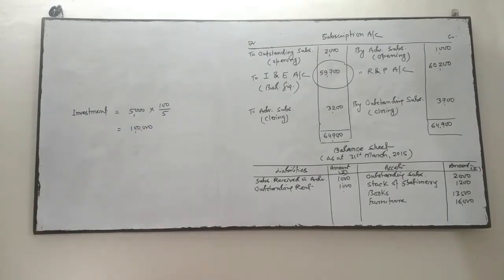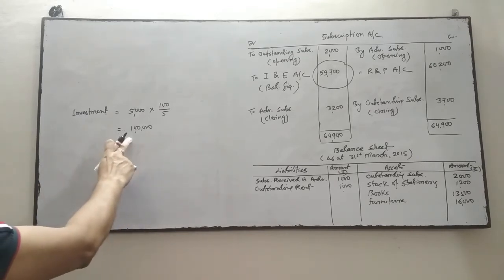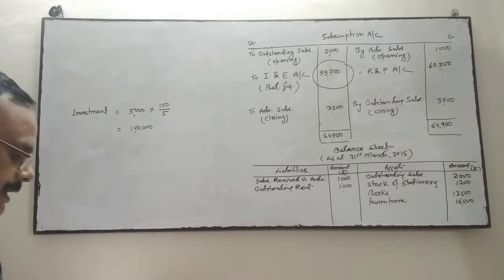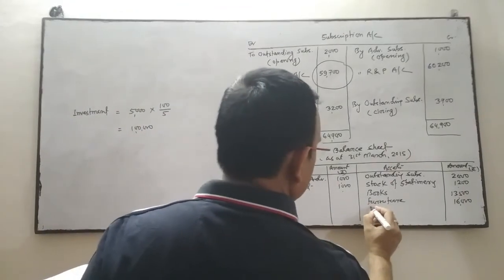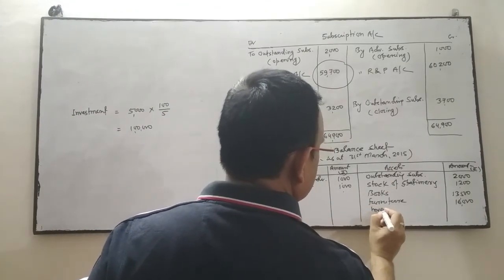To earn 5 rupees, we have to invest 100 rupees. So when we have earned 5,000, the rate of interest is 5%. So how much have we invested? We have invested this much amount. And investment is not given in the payment side. It means this investment is related to the past, previous year. So I am going to write investment over here. This is related to the past.